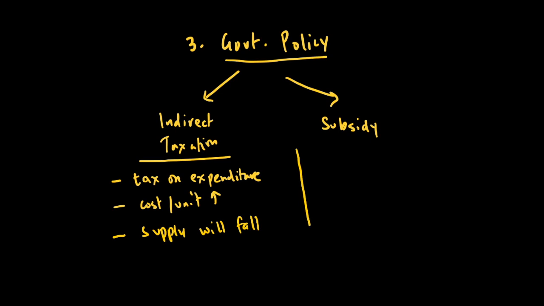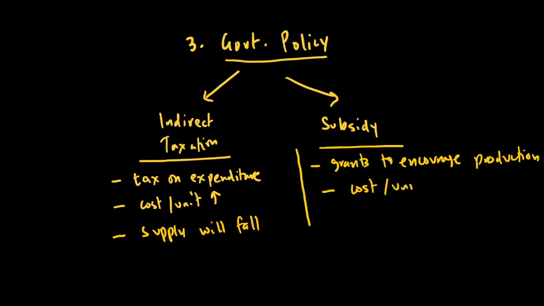On the other hand, subsidies are basically grants to encourage production. So the government gives these grants to encourage the production of goods, and the reason why they work is because they result in our cost per unit falling, and that fall in the cost per unit is why our supply will rise. I'm going to show you this in terms of a diagram as well.